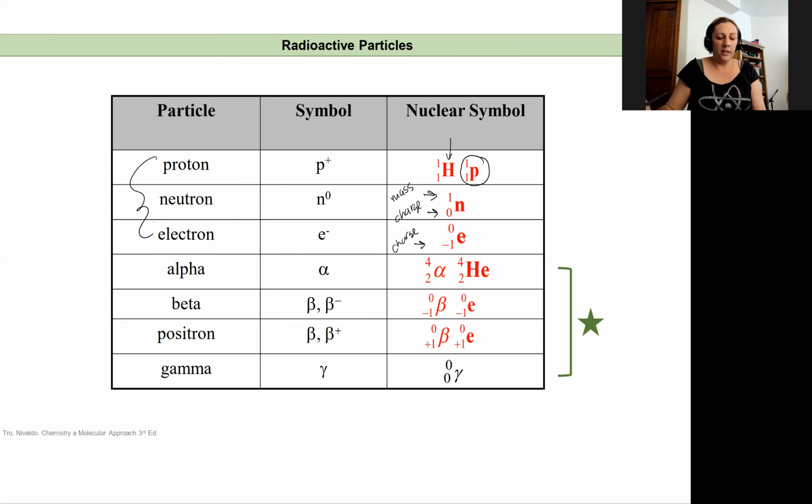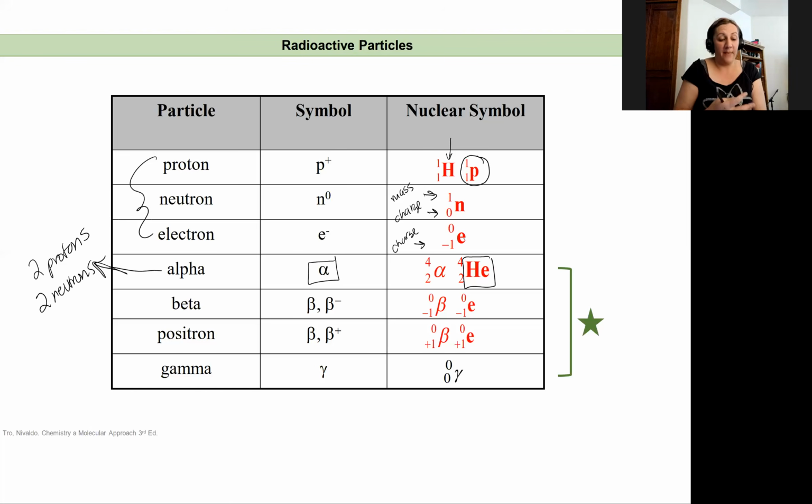Now, we're going to look at the radioactive particles that can be released from the nucleus. So we have alpha particles. Alpha particles are essentially a helium nucleus. They are 2 protons and 2 neutrons. And so we can use either the symbol of an alpha, or we can use the helium chemical symbol. Just remember, there are no electrons. It's just the nucleus of the helium that we're looking at.